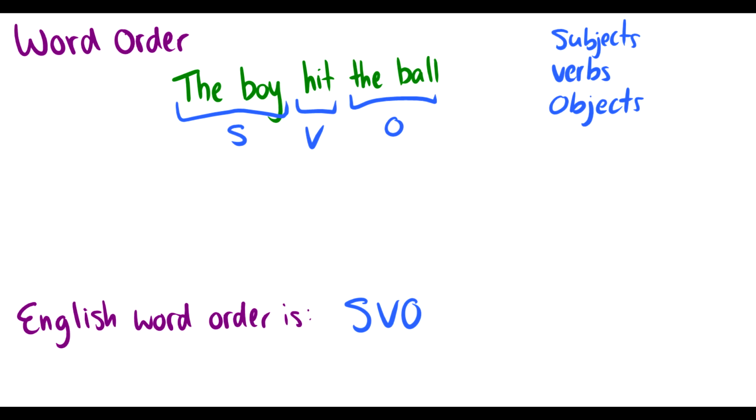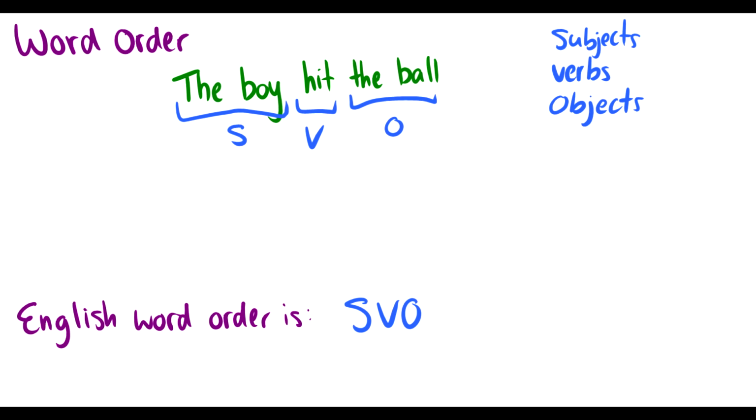In the sentence, the crane attacked the young child, we also see subject, verb, object, where the crane is the subject and the child is the object that the crane attacked. Now, not all word orders are the same between languages.